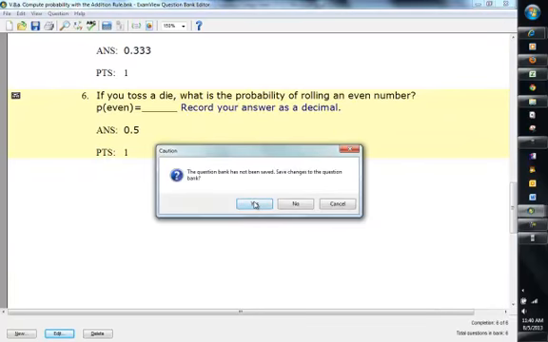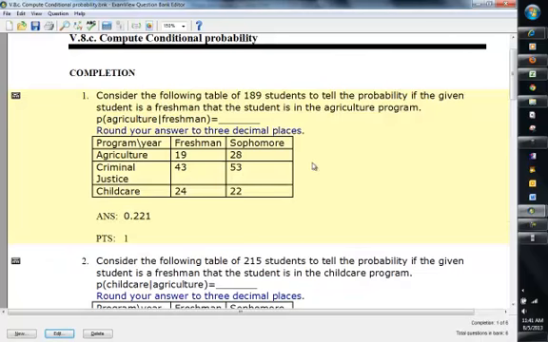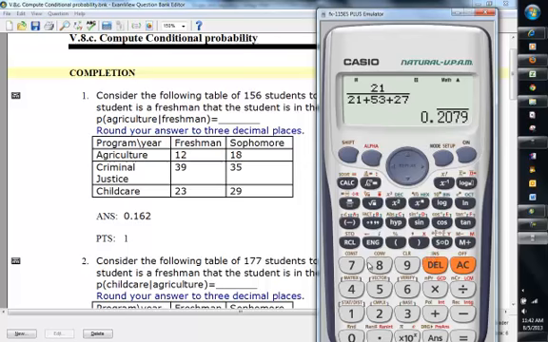Then you also have to do, okay, let's look at this one. Consider the table of the 156 students to tell the probability that if the student is a freshman, that they're in the ag program. Okay, so the numerator is the easy part. There's 12 freshman ag students, but the denominator is not the 156 students, but just those that are freshmen, the 12 and the 39 and the 23. And so we get 0.162.